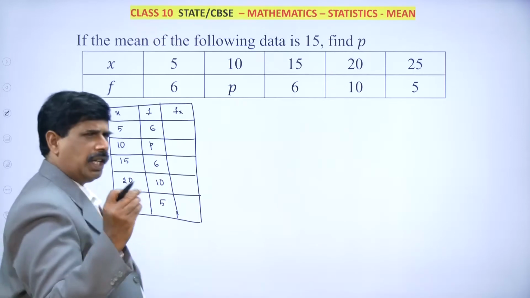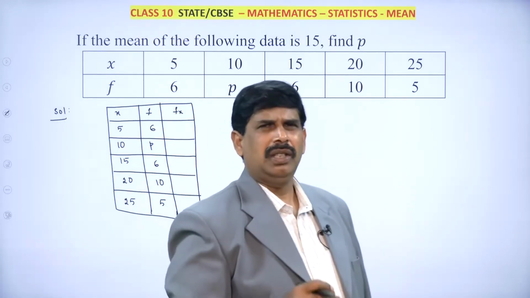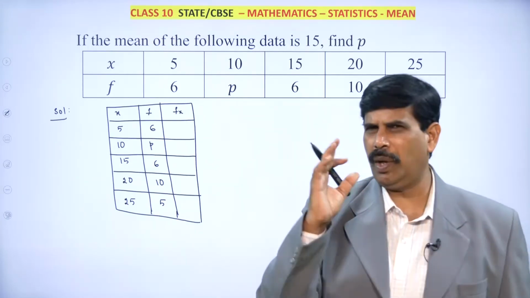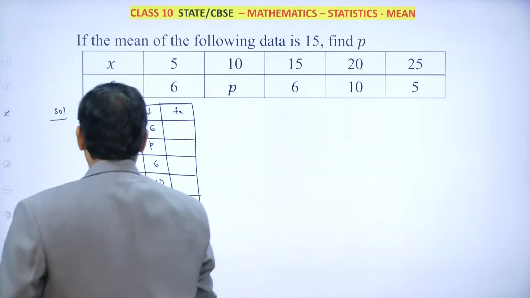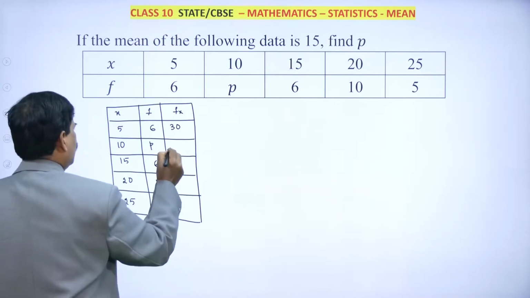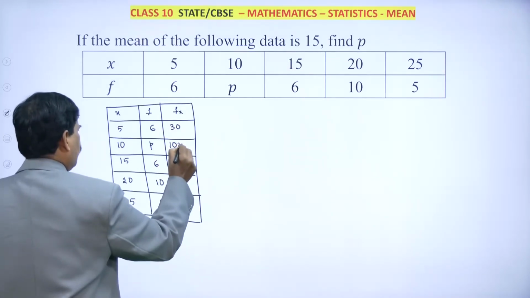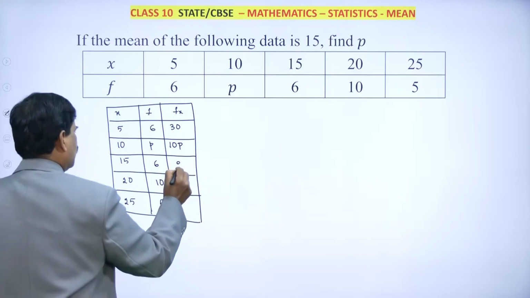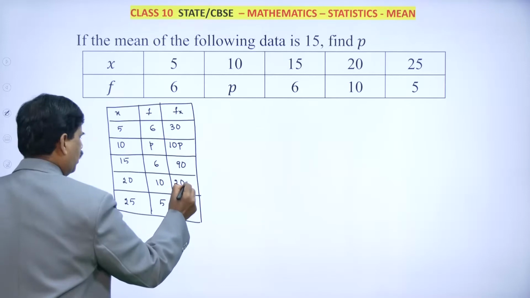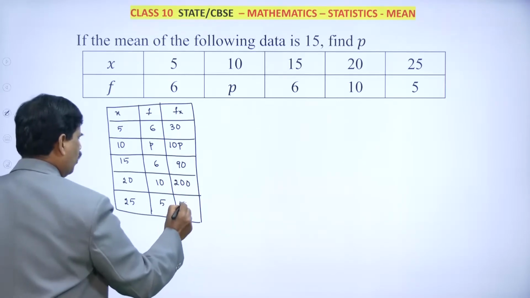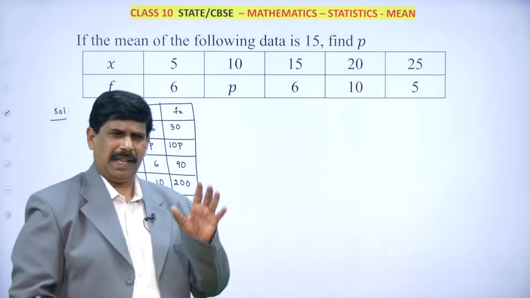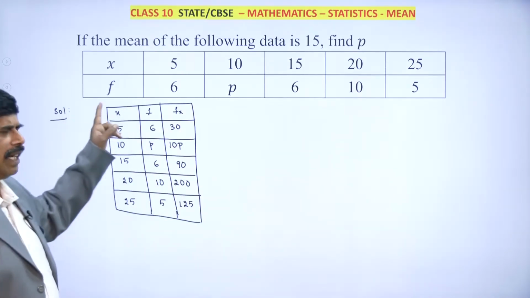See, though there is one frequency missed, you just go according to the procedure. What is the procedure now? 6 5s are 30. 10 into P is 10P. 15 6s are 90. 20 into 10 is 200. 25 5s are 125. Is it clear children? So, the x and f values are already there in the table.